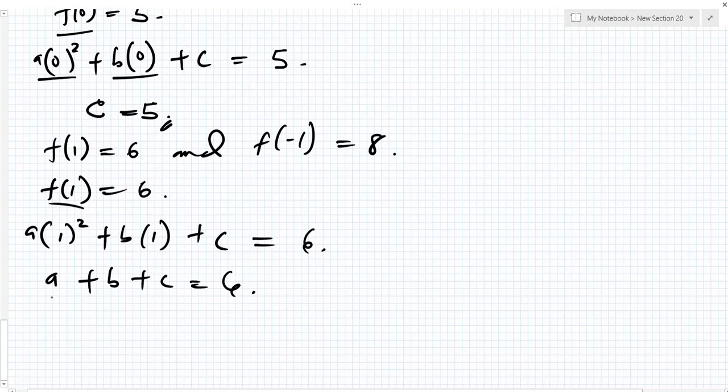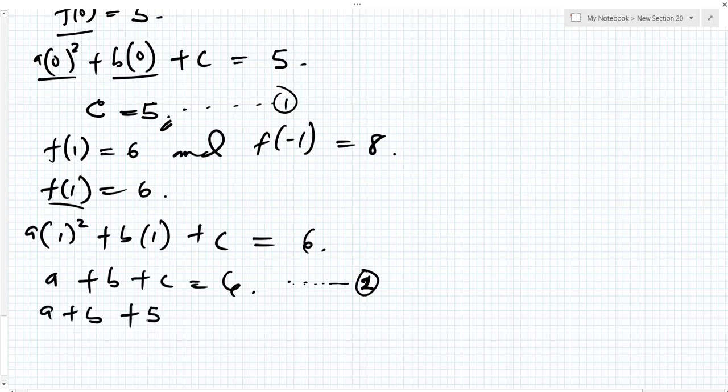Now from this, can I call this equation 1? Let me not call this equation 2. From equation 1, substitute c equal to 5 into equation 2. So I will have a plus b. So wherever I see c, I replace it with 5.